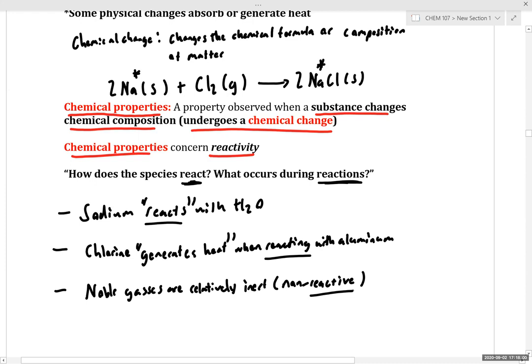You may notice when we talk about chemical properties, what keyword do we see overwhelmingly? React, exactly. Chemical properties concern reactions. Okay, so we've seen chemical changes and chemical properties. Any questions on this? Any questions that I can address?